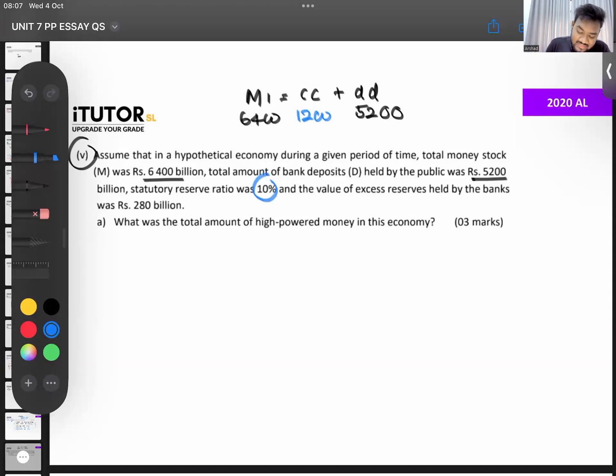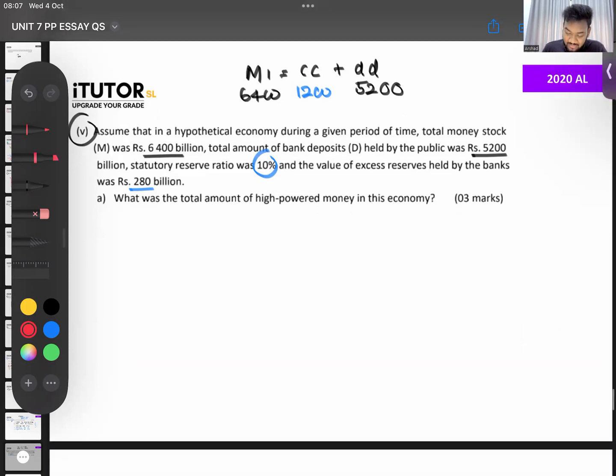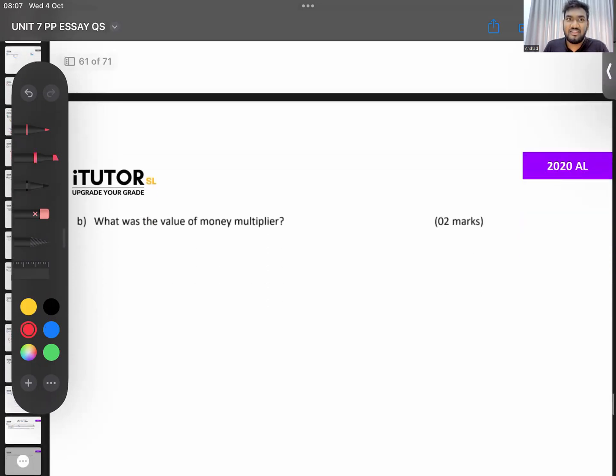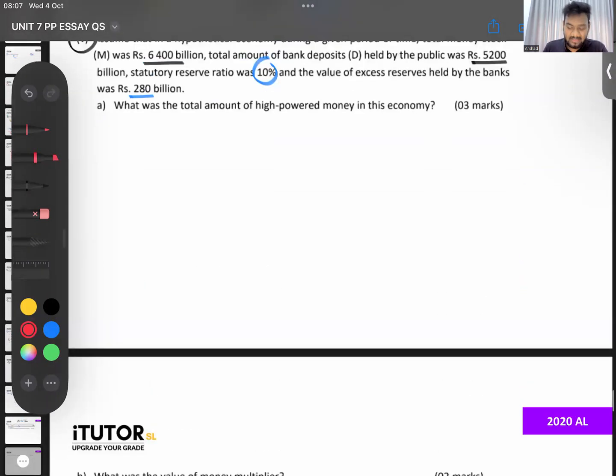Value of excess reserves held by the bank was 280. What is the total amount of high powered money? Ayyo, how many times we did this question? Even in the mock exam series recently we did, no? Yesterday's paper, remember there was an MCQ on this to find the high powered money and then to find the money multiplier. There I put it in MCQ. Here they are giving 3 marks to find the high powered money and another 2 marks to find the money multiplier. Right? A 5-mark question easily converted into MCQ in the mock paper.